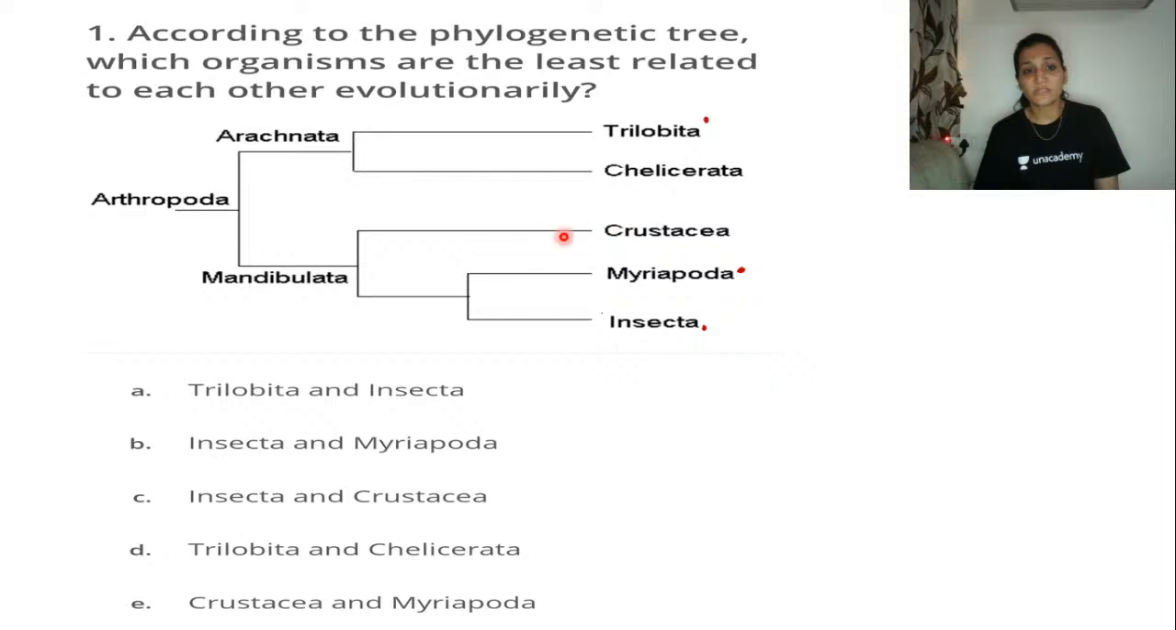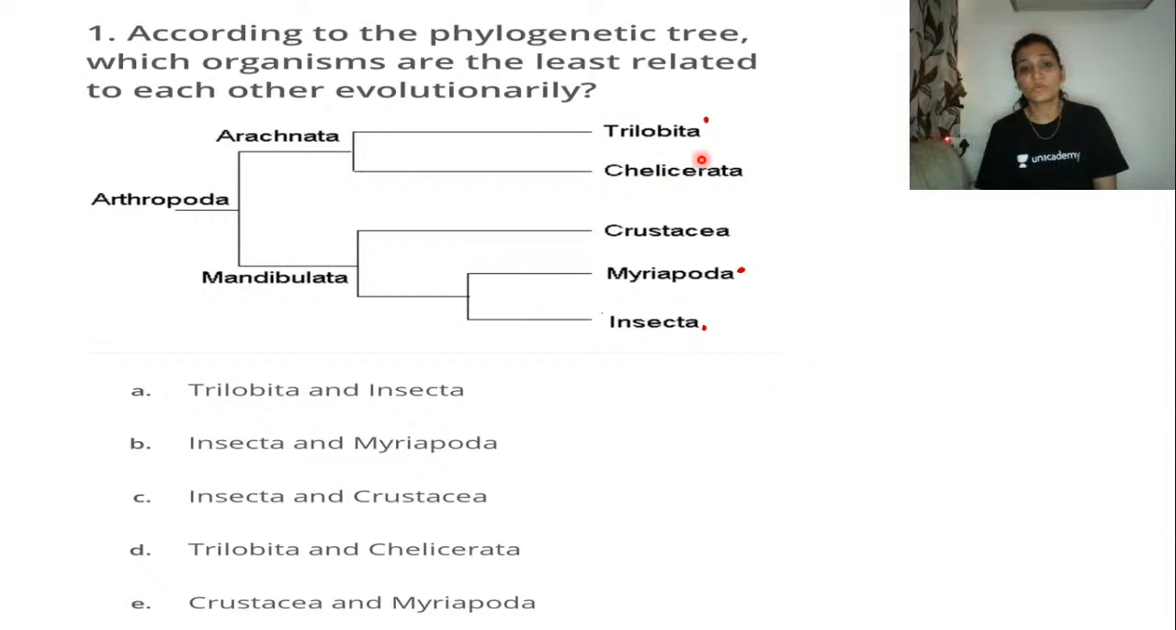So Insecta and Crustacea are also quite related to each other as compared to Trilobita. Then Trilobita and Chelicerata. The question is asking which of the following are least related.